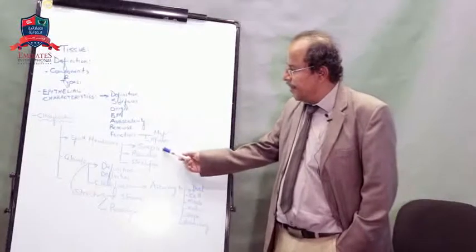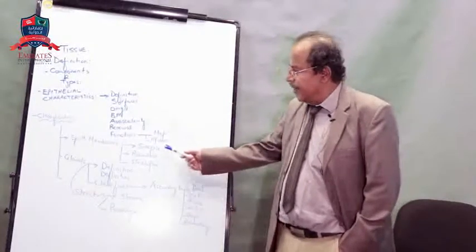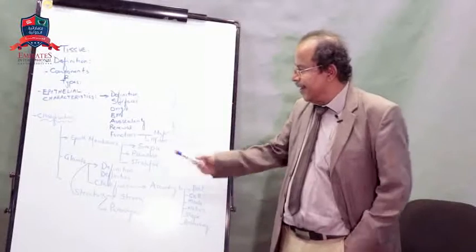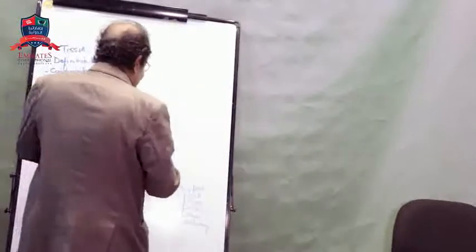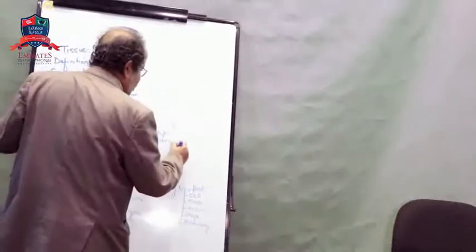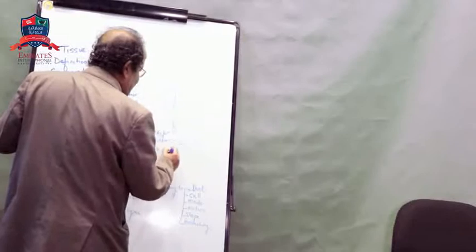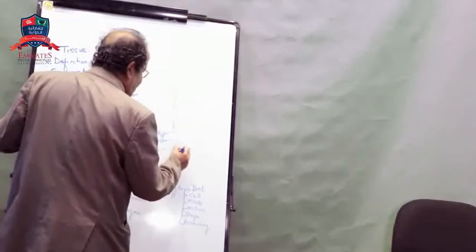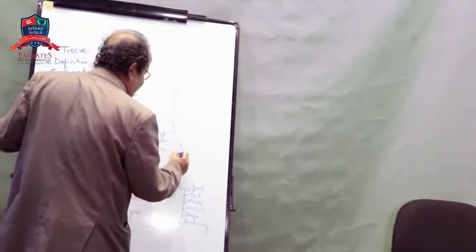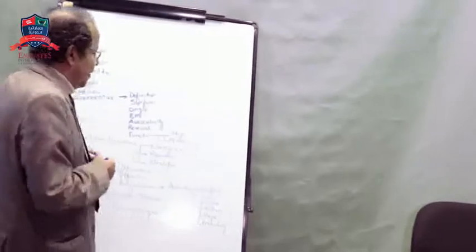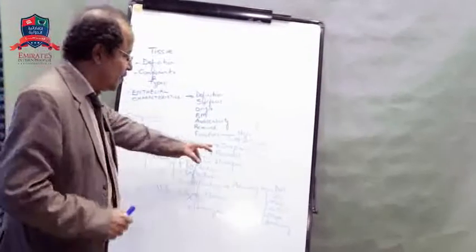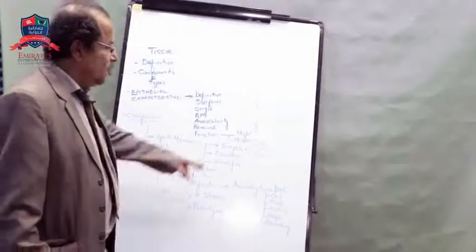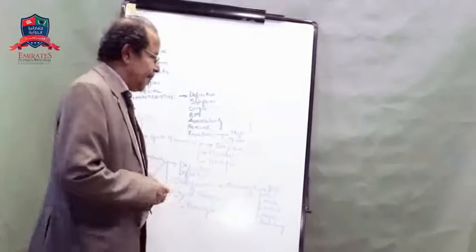By simple epithelium, what do we mean? It is made up of only one layer. For example, here you have simple squamous, simple cuboidal, and simple columnar. These are the three important types of the simple epithelium. What do you understand by simple squamous?